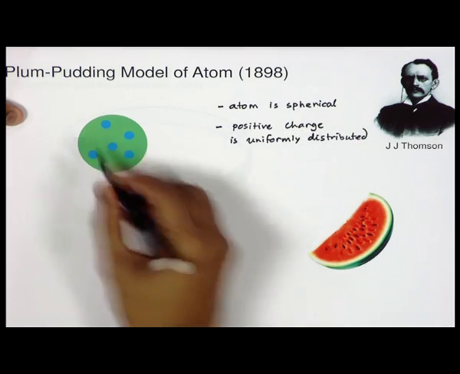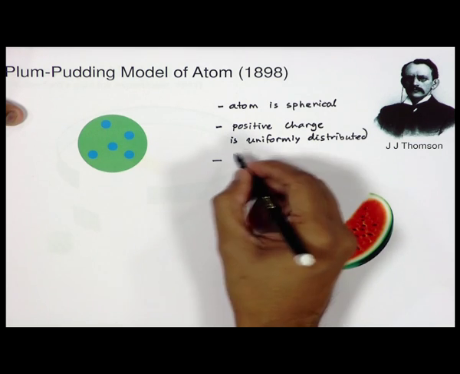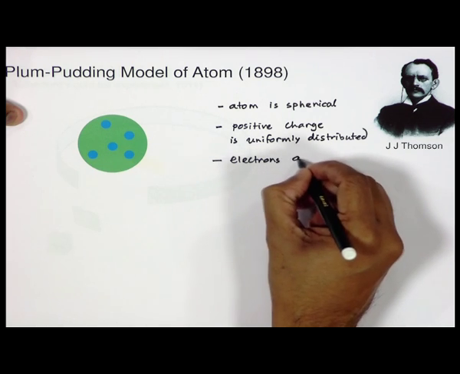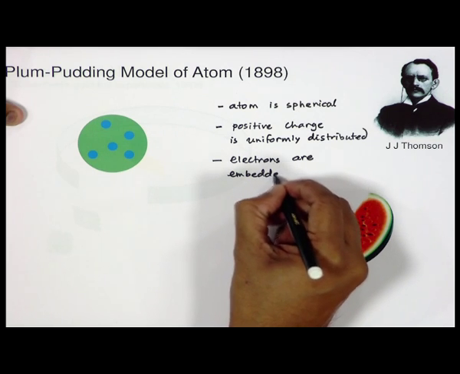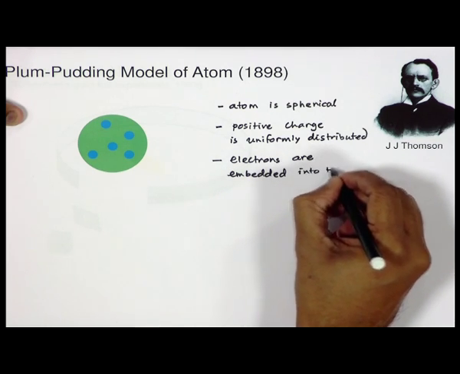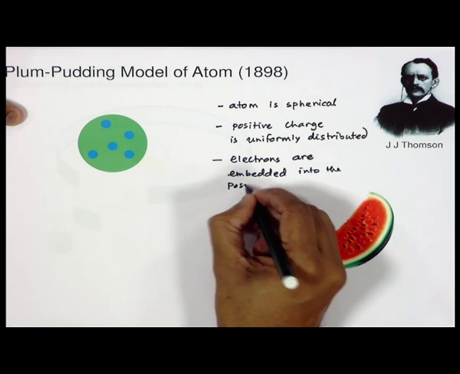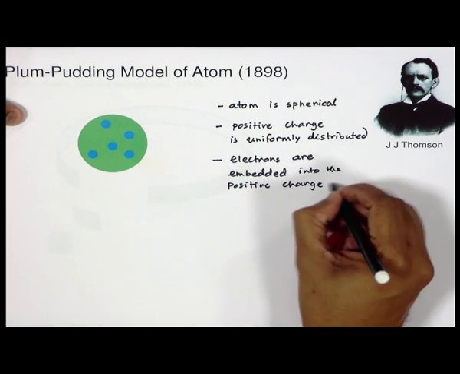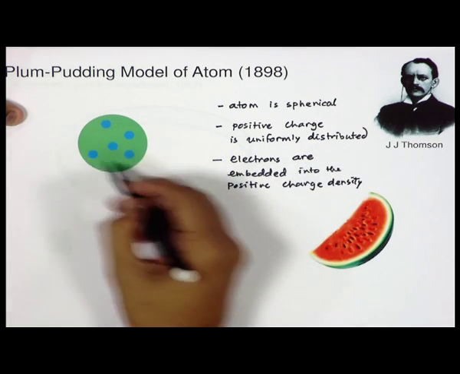So, there is a positive charge density over the atom, this is what he believed, and then electrons, which are the negatively charged particles, are embedded into the atom, into the positive charge density. He imagined the atom to be something like this, as is shown here.